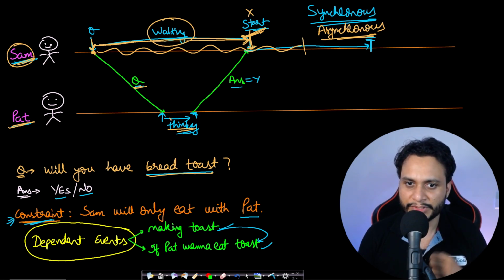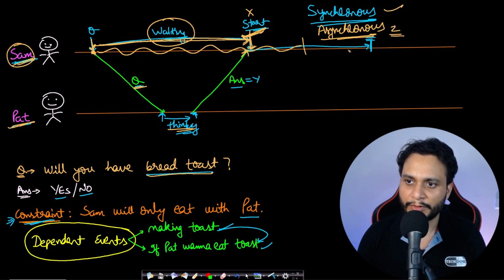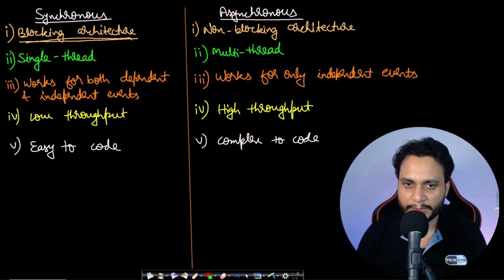So there are two threads involved, while in the synchronous type architecture Sam will ask the question and the same thread will wait for the answer. As soon as it receives the answer, then it will start making the toast. So only one thread is involved in case of synchronous, while two threads are involved in case of the asynchronous architecture. Here we have understood that synchronous is blocking architecture while asynchronous is non-blocking architecture, and also synchronous is single threaded while asynchronous can be multi-threaded.